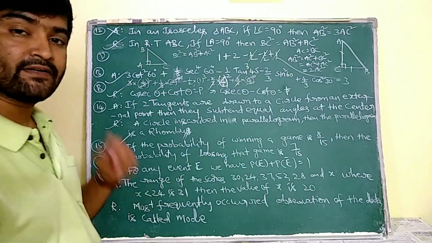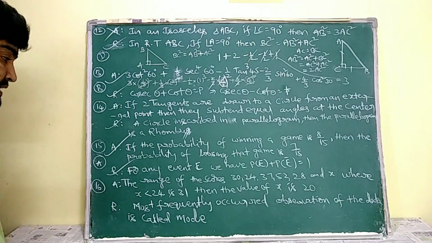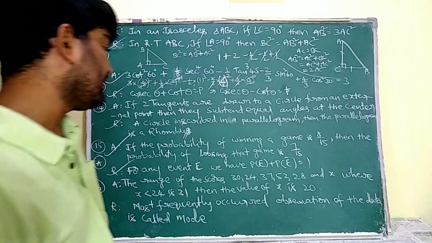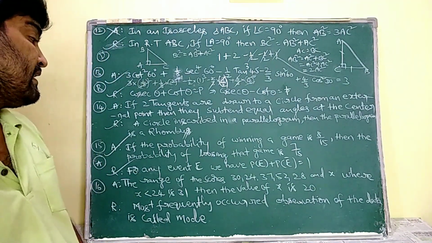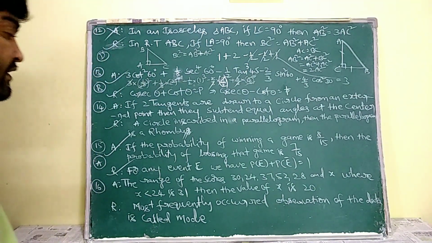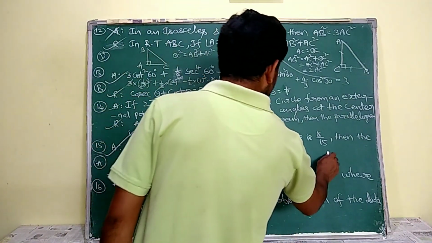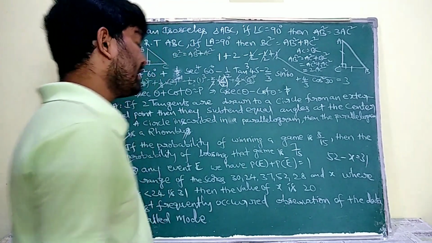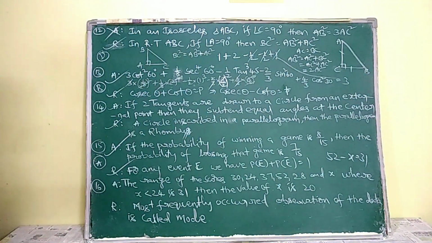The range of the scores 30, 24, 37, 52, 28 and X, where X is less than 24, is 31. Here he gave the range as 34. See ma, X is less than 24 means X is the least value, and the highest value here is 52. So 52 minus X. Range means maximum minus minimum is equal to 31. Now he is asking you to find the value of X.